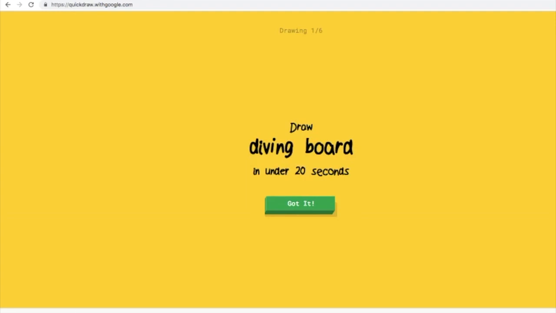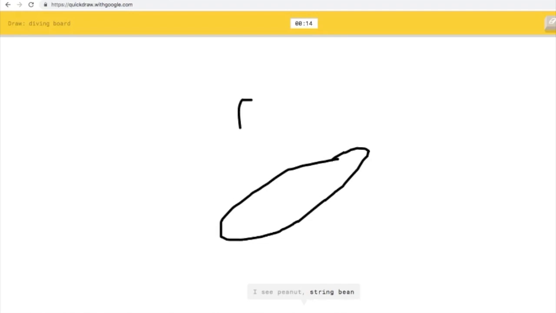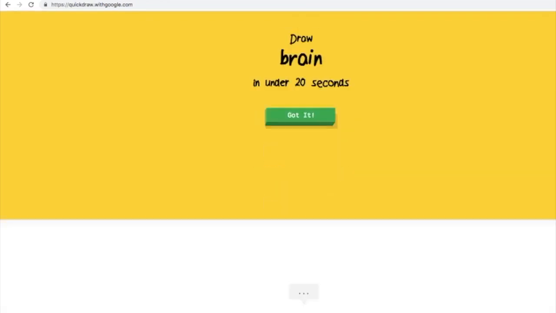So they want me to draw a diving board. Everyone knows what a diving board is. I see lime or spoon. I see peanut or string bean or paperclip. I see shoe or flip-flops or mail or peas or yoga. I see mermaid or river. Oh, I know. It's diving board. Oh, I got the first one.